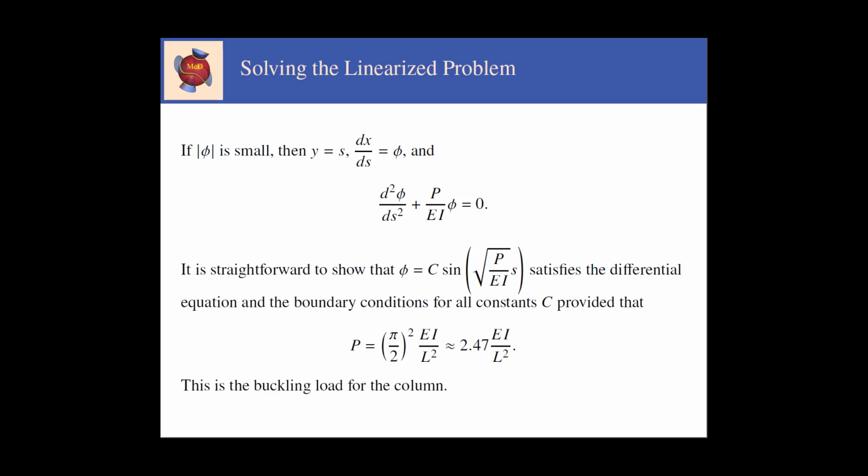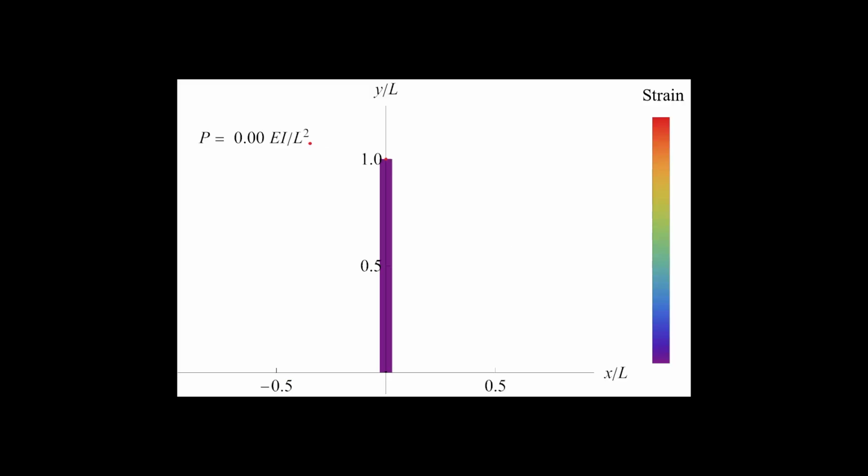Now it's one thing to compute the buckling load, but it's another to watch the buckling occur in an animation. In this animation, the load is not quite vertical so as to introduce an imperfection. Note that the column remains straight for small loads, but as P increases, the beam bends dramatically near 2.47 EI over L squared. Now in practice, at this point, the beam may break or become plastic, so let's assume that it doesn't so that we can relax the load and then watch it buckle a second time.